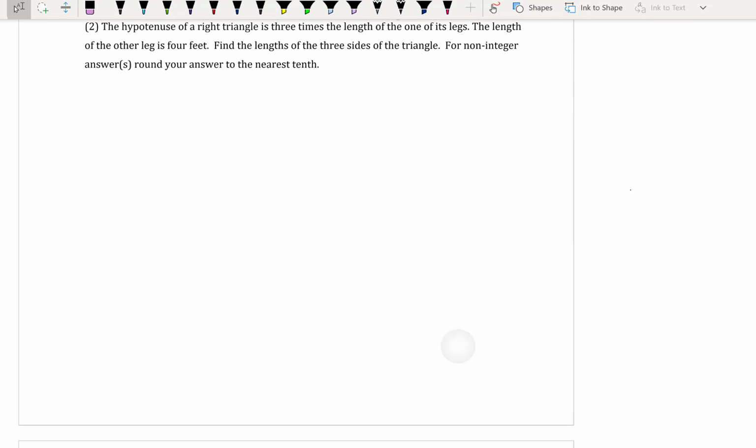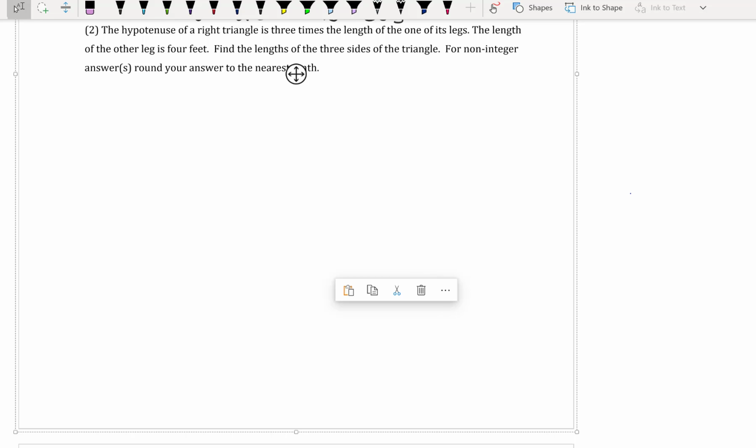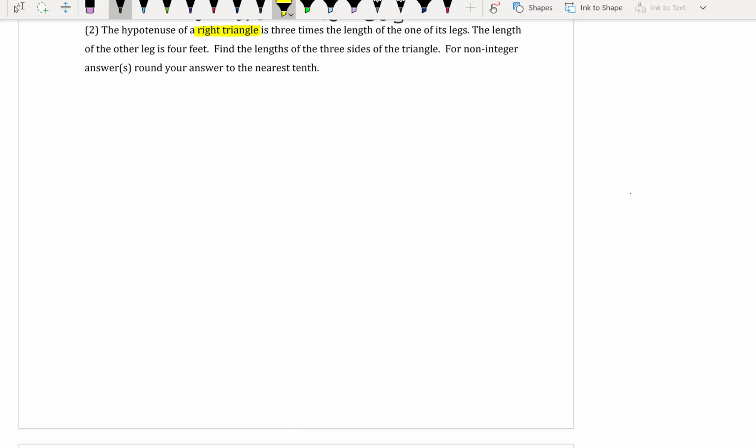Now let's look at number 2. For number 2, it says the hypotenuse of a right triangle. So if I'm looking for the shape, it's a right triangle. So I already know it's going to look like this. And that little square tells me that it's 90 degrees, which tells me it's a right triangle. So it specifically says the hypotenuse is 3 times the length of one of its legs.